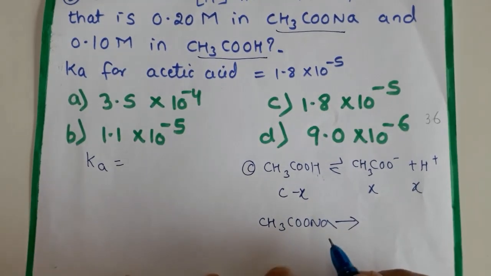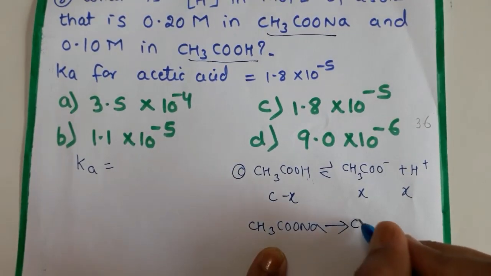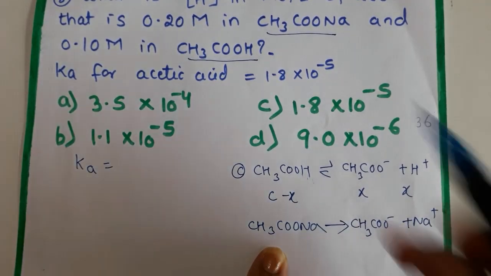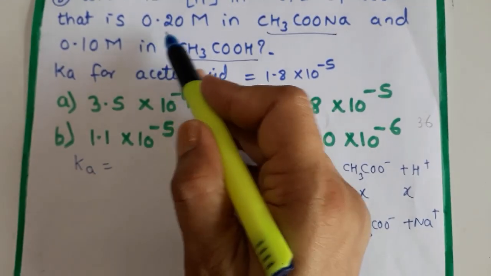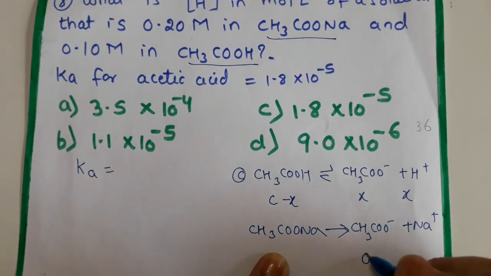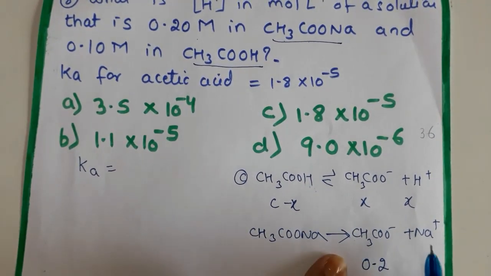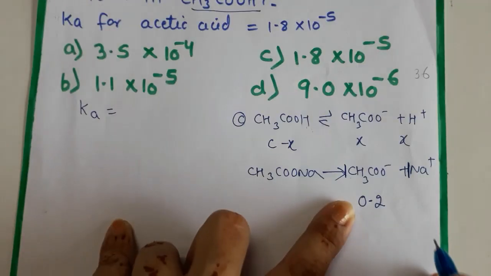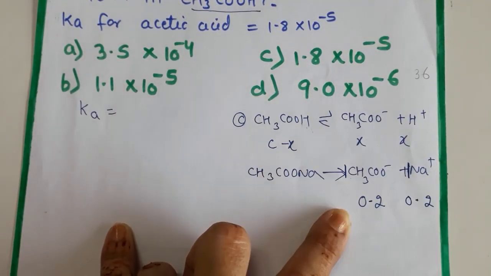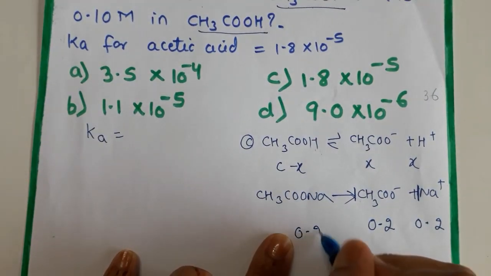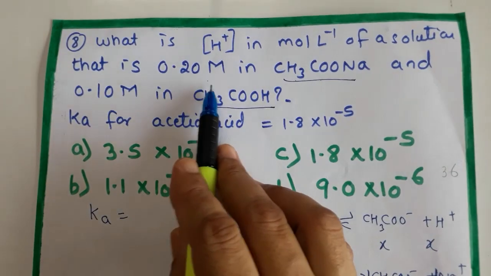Sodium acetate is a salt of a strong base and weak acid, so single arrow: acetate ion plus Na plus. Now they have given the concentration, that is 0.2 molar in sodium acetate. So 0.2 molar is the concentration of acetate ion. If this is 1 mole, this also would be 1 mole. So if this is 0.2, this also would be 0.2. Here sodium acetate they have already given, it is 0.2.